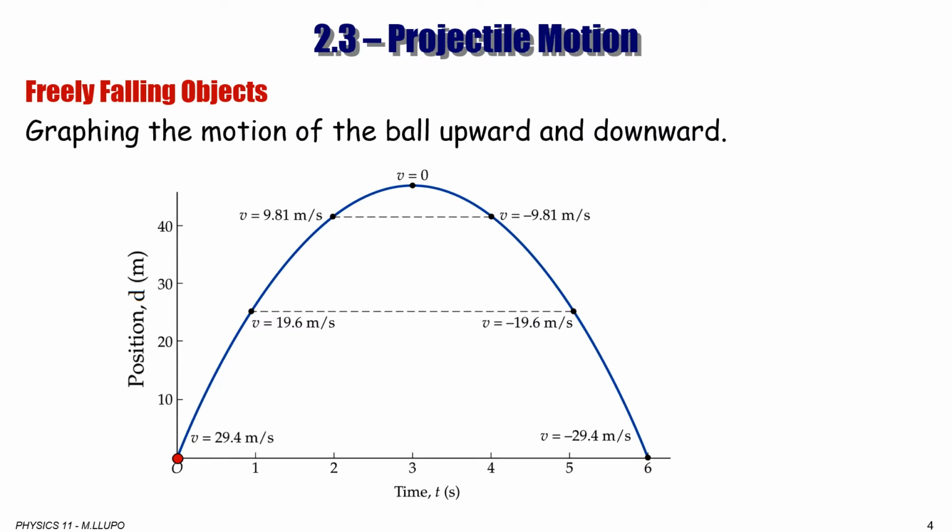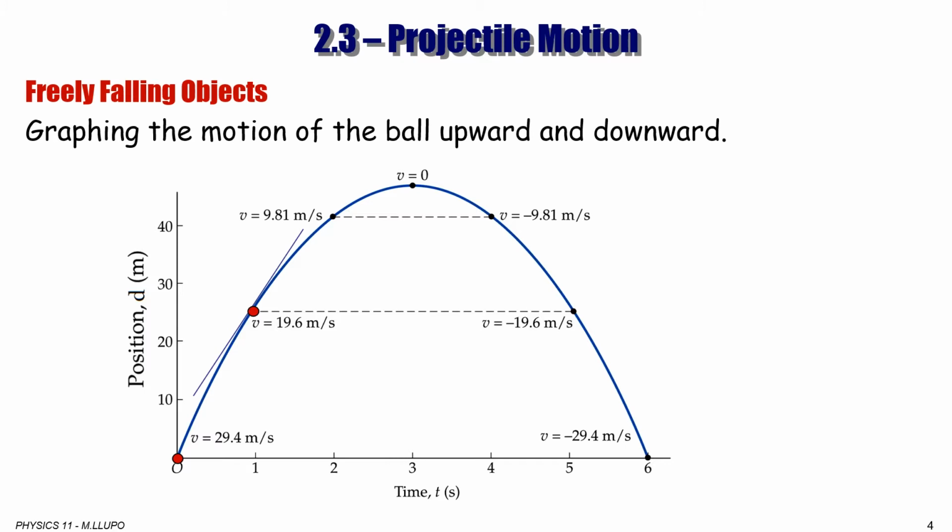If you build a position-time graph, but this time with 3 seconds reaching the maximum point, you'll see that at 3 seconds it reaches the maximum point where the velocity is 0, and the velocity changes by 9.8 as displacement is changing in a different way. So it's going to increase, reach the maximum, and then fall down.